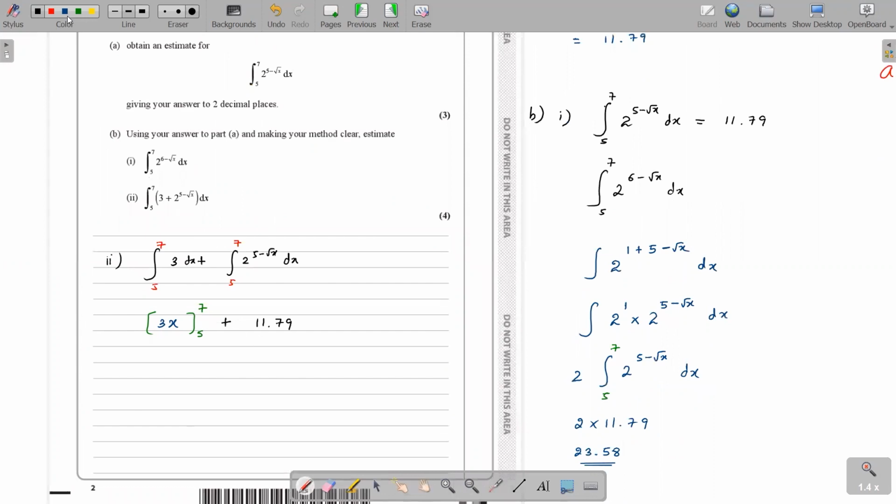So let's add everything together. 3 times 7 minus 3 times 5, plus 11.79. So I get here 21 minus 15 plus 11.79. So how much is it? Yeah, 17.79. Okay, this is clear.